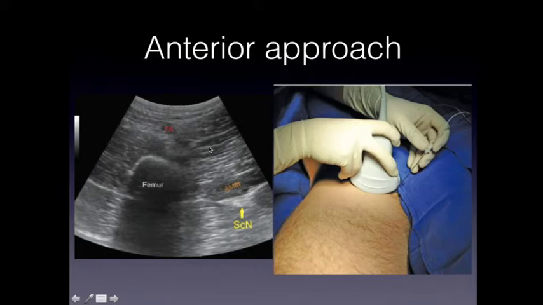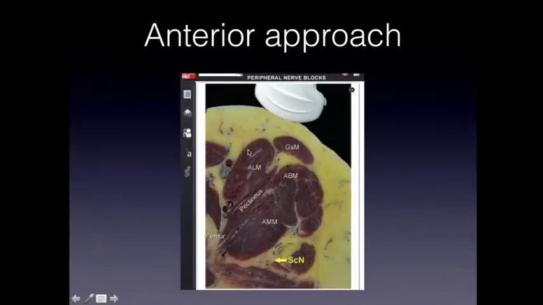And this is the anterior approach, in which we can see the muscles, I mean, the adductor muscles and pectineus. And we can see here the sciatic nerve at this depth. The average depth at which the sciatic nerve is located by this approach is around 5 to 6 centimeters.